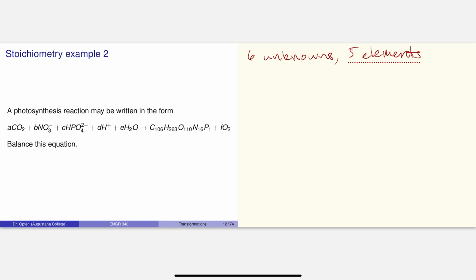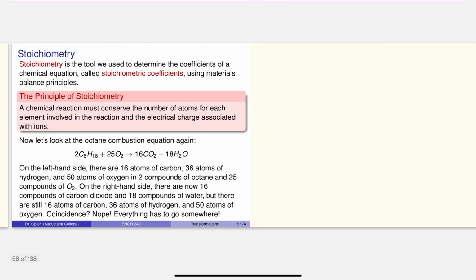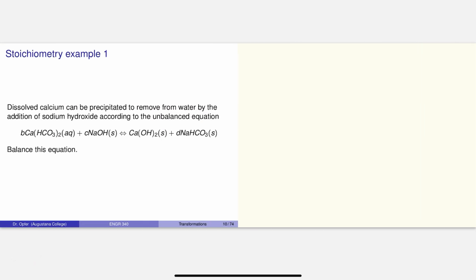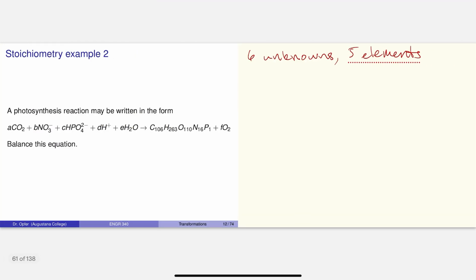And this is when we need to rely on that second part of the principle of stoichiometry. A chemical reaction must conserve the number of atoms for each element and the electrical charge associated with ions. So in our first example, we didn't really have a change in charge, so we didn't have to worry about that. In this example, we've got negatives and positives going over to neutral on this side. So this tells us we need to balance charge as well.